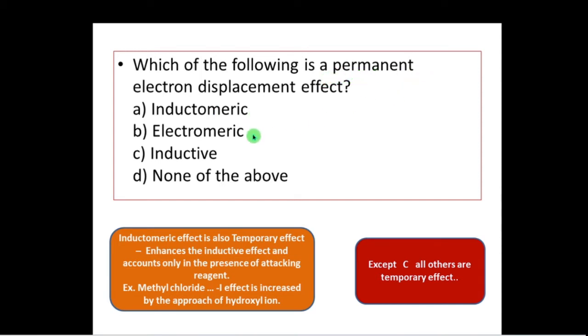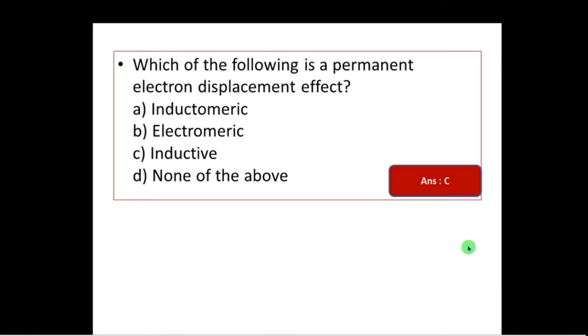So the inductomeric effect and electromeric effect are ruled out because both of them are temporary effects. So our option is inductive effect. Except C, all are temporary only. So option C is the correct one, because the inductive effect is permanently operating in a compound.